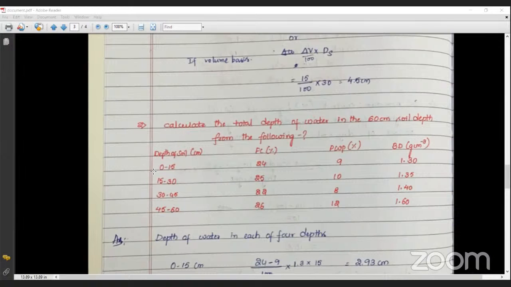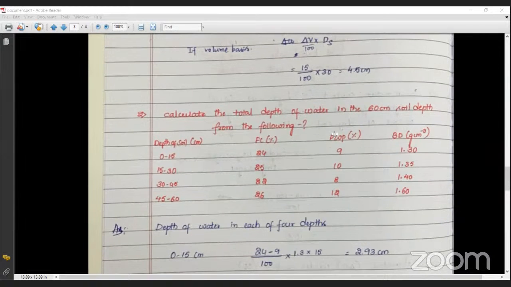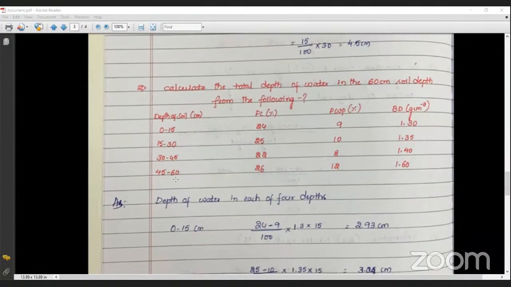Don't think that this much of a question will be there in the question paper. The depth may be only 0 to 15 centimeter, or they may ask 15 to 30 centimeter, but the units are the same: field capacity, permanent wilting point, and bulk density are given. The question will be like this: calculate the total depth of water in the 60 centimeter soil depth having field capacity 24%, permanent wilting point 9%, and bulk density 1.30 gram per cm cube. So what is our formula? Depth of water in each of four depths. If you consider 0 to 15 centimeter, what is the difference in depth? That is 15, so I have to take 15 centimeter.